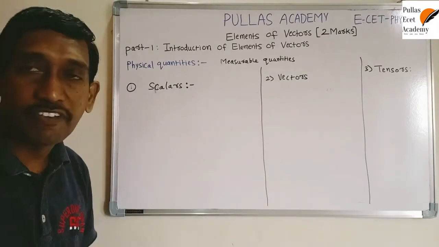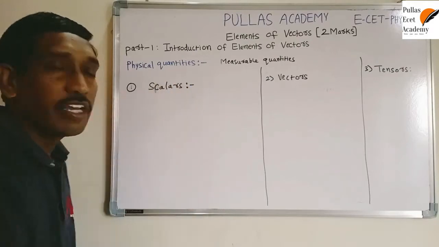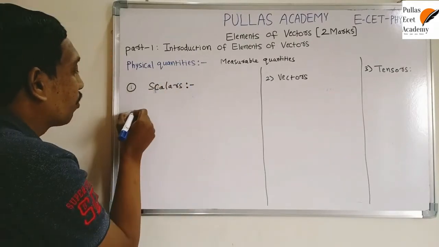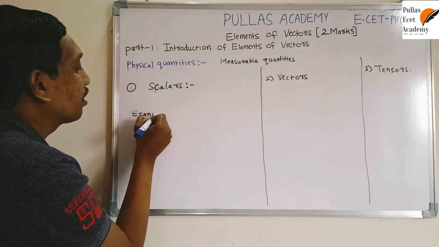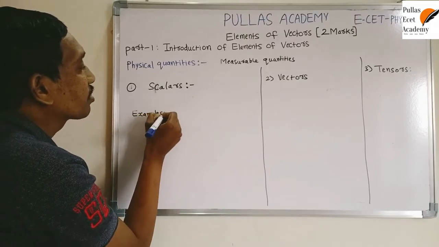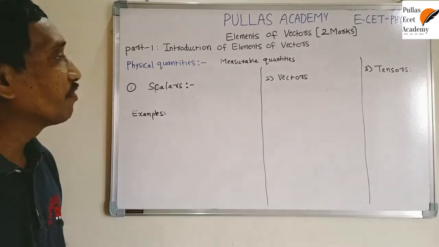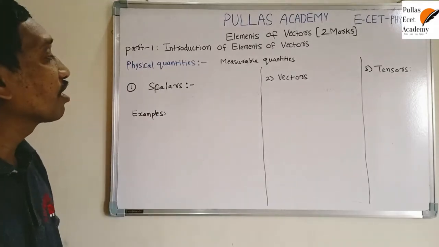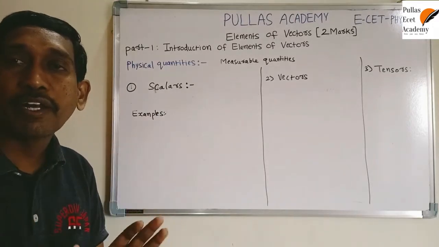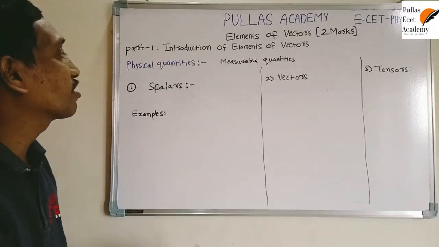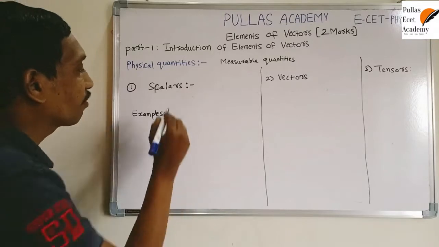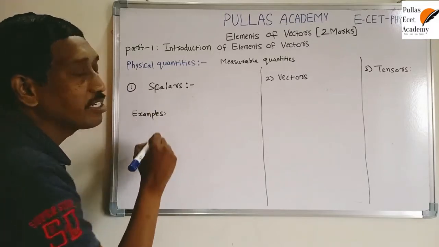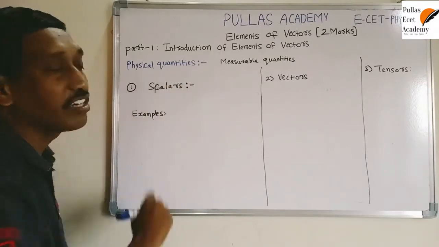Scalars. That's the definition. Examples are important, so I want to give some examples of scalar quantities. We know many physical quantities. Among these, some have only magnitude and no direction, and they are called scalar quantities. One example is that the fundamental quantities are considered scalars.